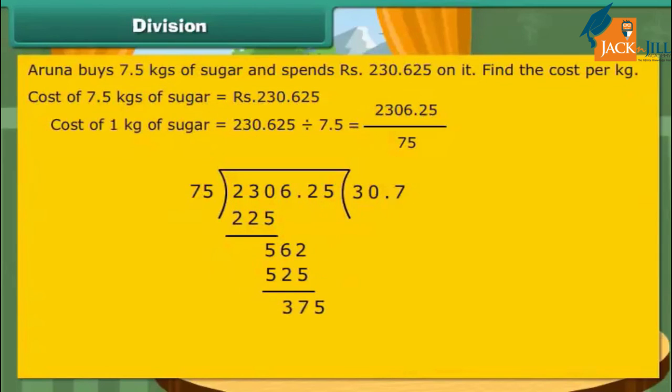Bring 5 down. The new number formed is 375. It holds 5 times 75 exactly. Write 5 to the right of 7 and 375 beneath 375. Subtract. As the difference is 0, write cross to mark the end of the division operation. Therefore, the cost of 1 kg of sugar is rupees 30.75.